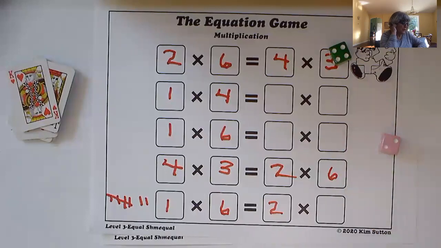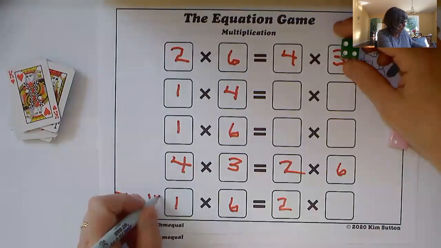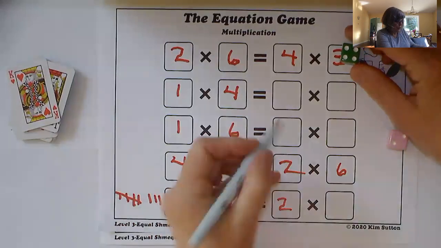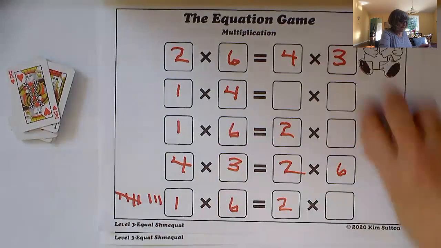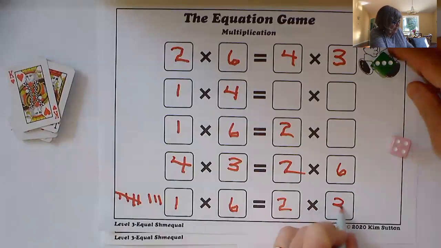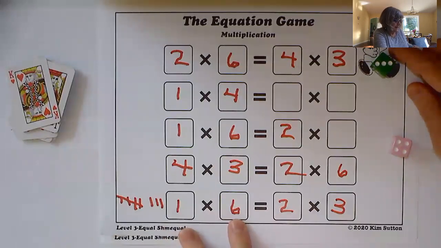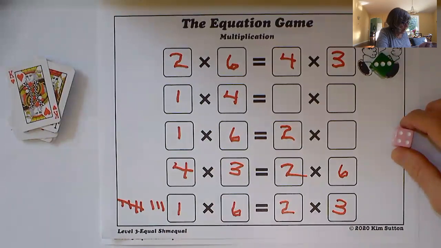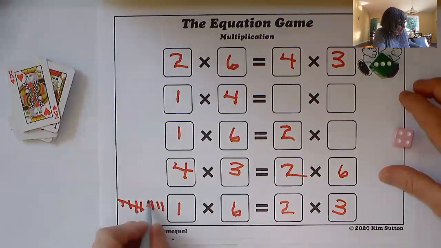A 4 and a 2. Let's see what I can do here. Oh man, I have to take the 4 I'm not going to use. See if I can use the 2 anywhere. Well, sure. Getting closer, but this game could go on. Oh, I can use my 3 here. 1 times 6 is the same as 2 times 3. So, okay, that's good. See if I can use my 4. Nope, I got to take another one.